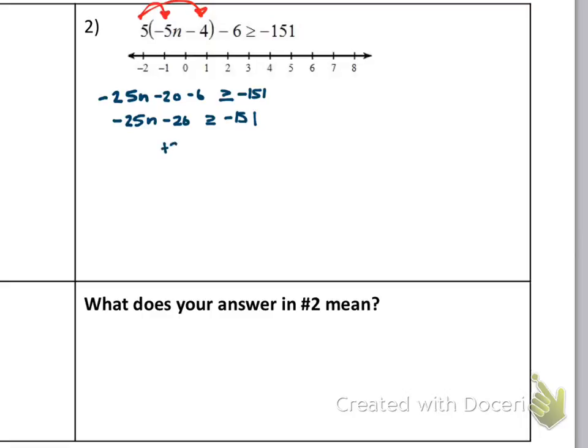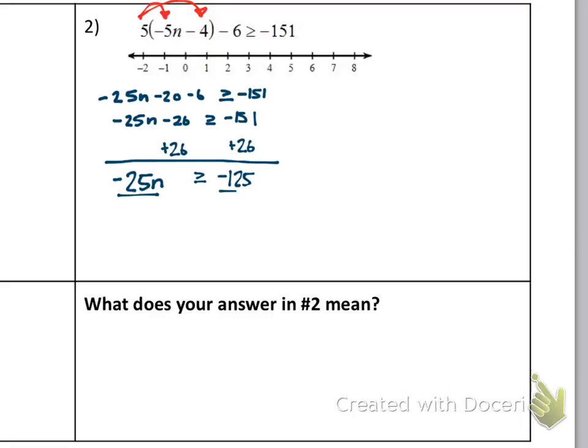And then I'm going to add 26 to both sides. I'm trying to isolate the variable n here. So I got -25n is greater than or equal to -125. I think it's a little tricky there, huh? I know I'm going in the right direction now because I see multiples of 25.